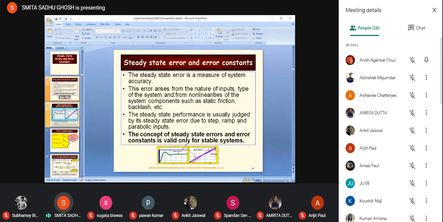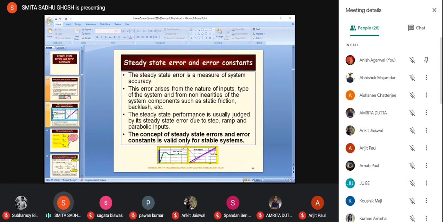And from non-linearities of those system components such as static friction, backlash, etc. So if there are non-linearities, of course, the error would be affected by those non-linearities, but we have not done any study on nonlinear systems. Naturally, we are here to study linear systems, at least as a starting point. So it would suffice to know that if you have nonlinearities, the error would be different from what you have calculated and analyzed.